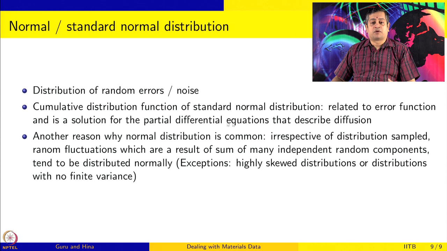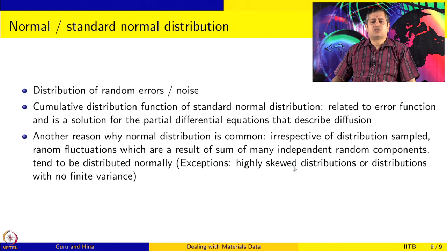to be a solution for the partial differential equations that describe diffusion and heat conduction and so on. So, it is relevant from that point of view also. And there is another reason why normal distribution is common. In fact, the word normal itself says that this is expected to be the most common distribution. Irrespective of the distribution from which you sample, if there are random fluctuations which are the result of many independent random components, they also tend to be distributed normally.